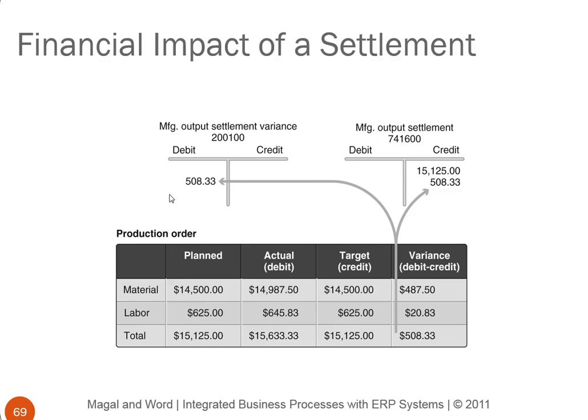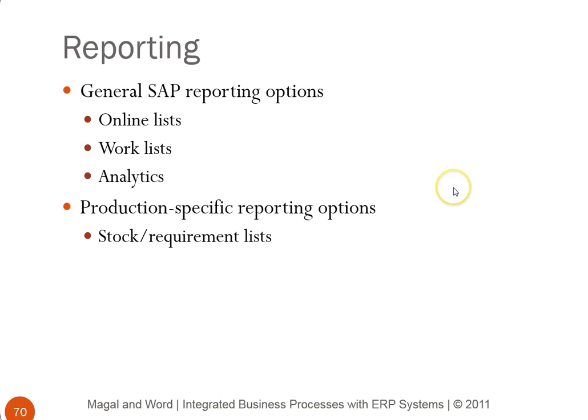Financial impact, there was a variance in the material. There was a variance of $487, the difference between planned and actual. In labor, there was a difference between planned and actual of $20. So the variance is obviously part of the settlement, as the previous slide said. So if you look at the settlement, the variance is accounted for as a part of the settlement.